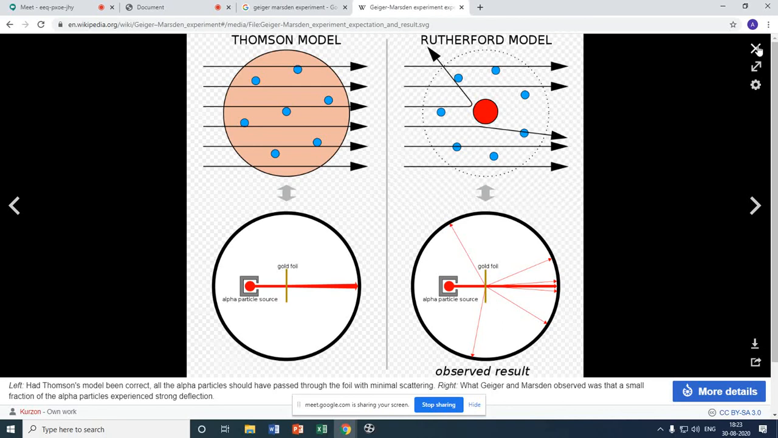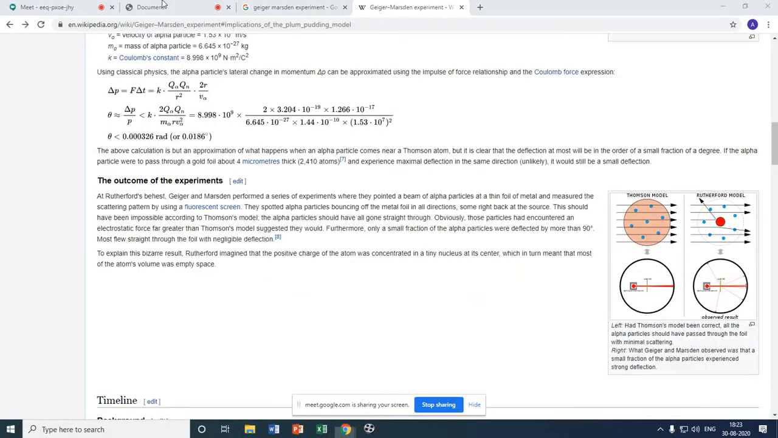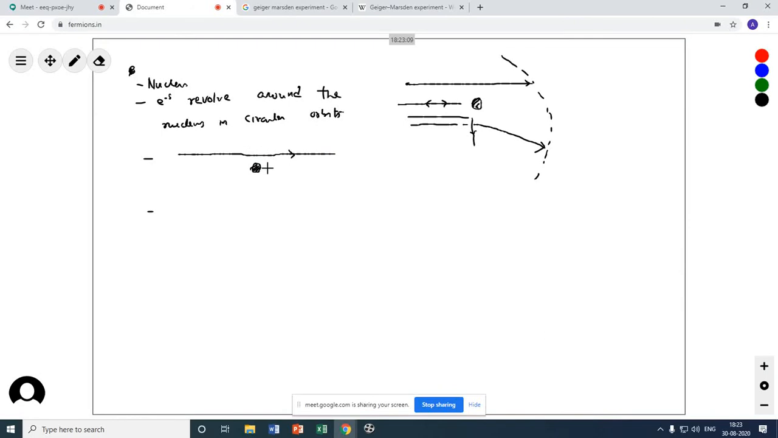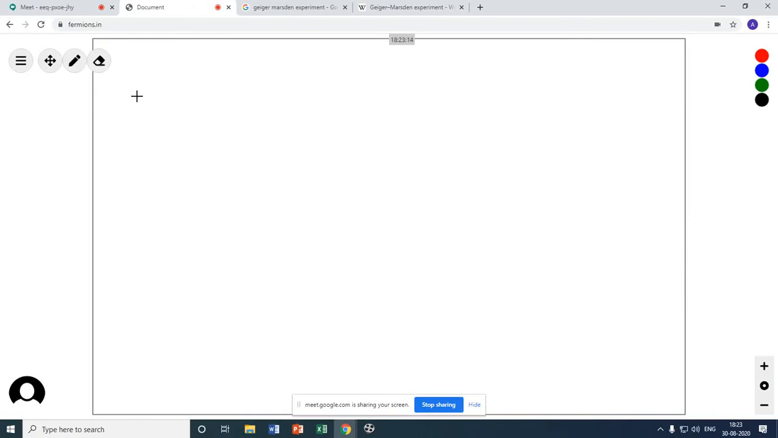Okay, so let us come back to our work. Based on this he gave this model, but there is a tremendous failure in Rutherford's atomic model. Before we go to the failure, the disadvantage of the Rutherford atomic model. Let's see.